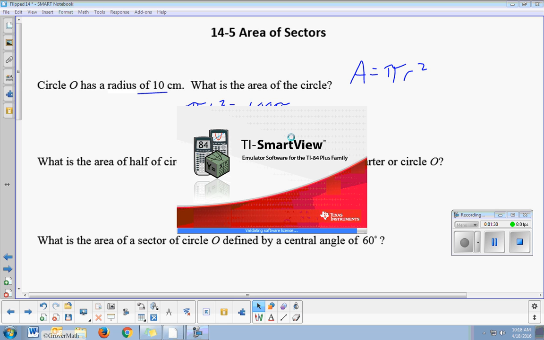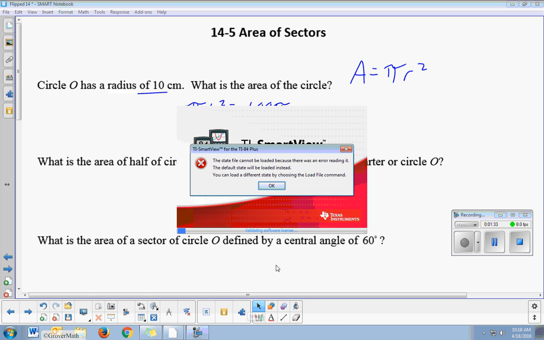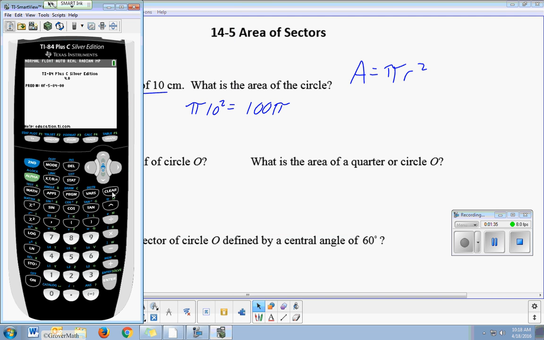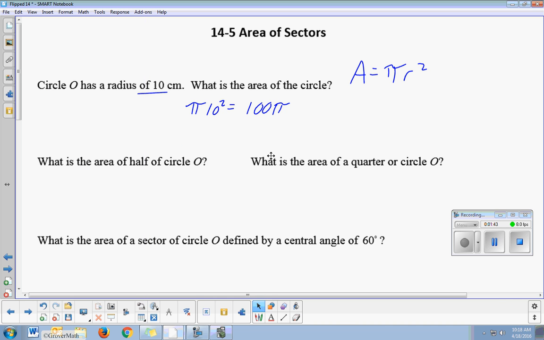So let's just check that for the heck of it. 100 pi is 314.159, and so on. So if they wanted the answer to the nearest tenth, hundredth, something like that. Circle radius of 10, the area is 100 pi because of pi r squared.